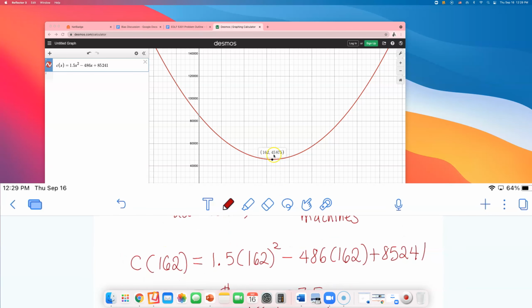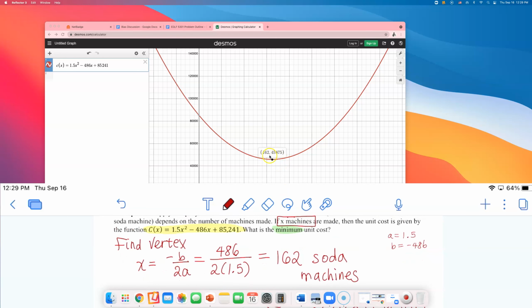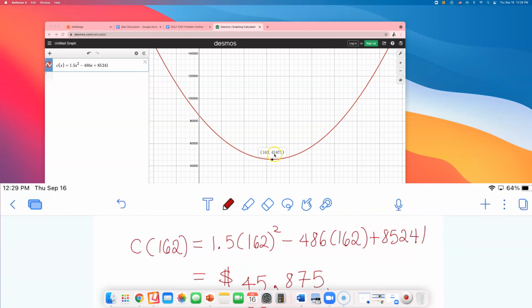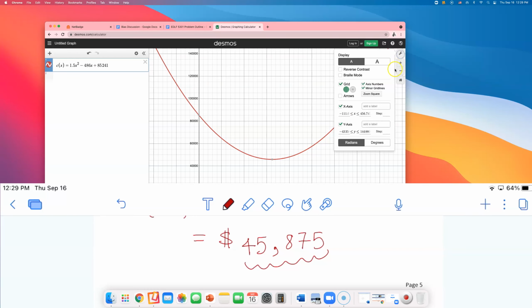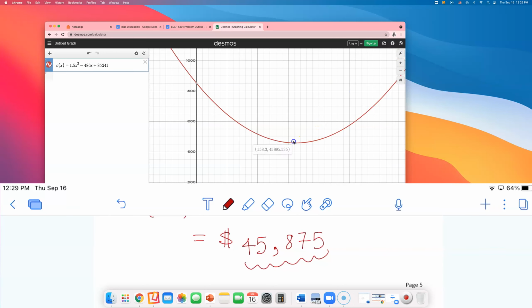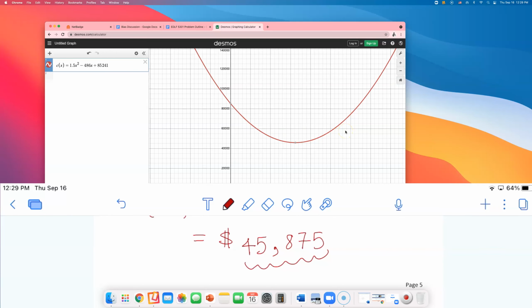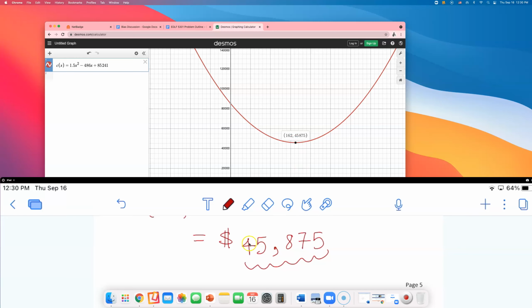45,875. Let me see if I got those numbers right. I got 162 soda machines. That was good. And also 45,875, okay? It was just hard for me to find the perfect zoom setting, the window. But when I stretched it enough so that it looks like a parabola, I was able to just click on a point and they were able to give me the vertex.